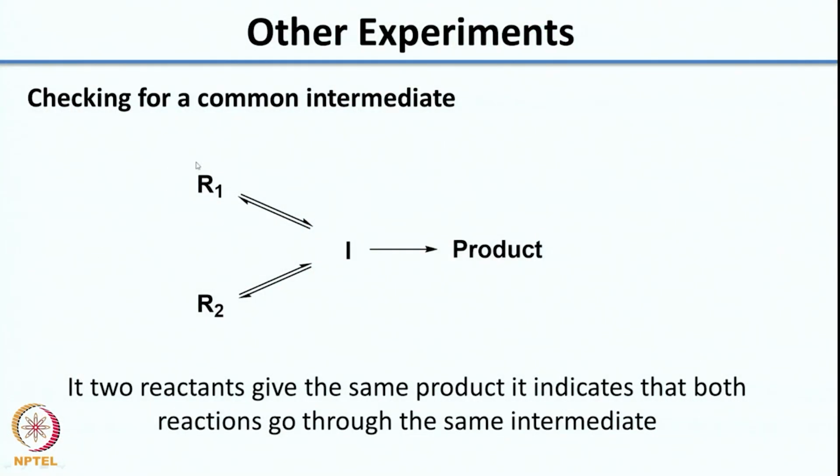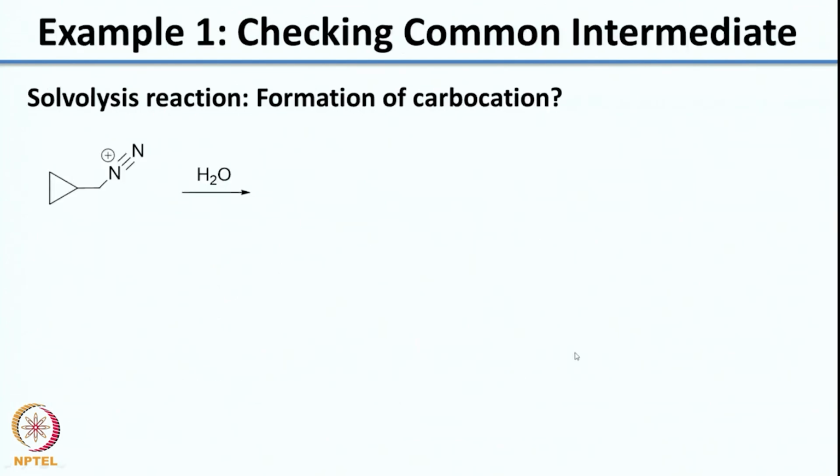So this method is called checking for a common intermediate. As you can see, you have two reactants forming a common intermediate, hence you get a common product. Now let us see two examples as to how this can be used to figure out the mechanism. The first example is a solvolysis reaction. As we have studied solvolysis earlier, it is a reaction where your solvent is also involved. So your solvent is acting as a nucleophile in this case.